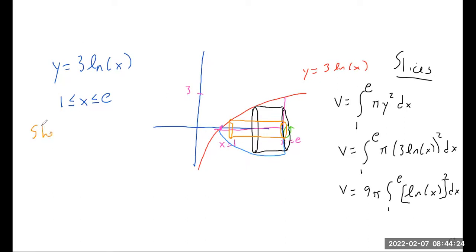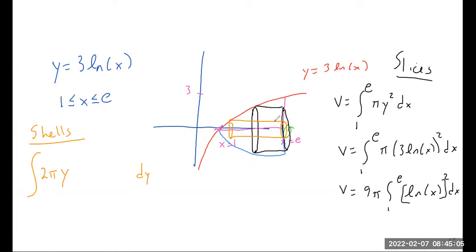And so let's set this up with the shell method. With the shells method, we need to do 2 pi r times h, and then multiply that by our thickness. Now in this case, we'll start with our 2 pi. The thickness is going to be a dy, because the thickness of the shells is in the y direction. So we need to get the radius and the height. Now the radius is nice. It's the same as before. It's just y. So then the question is, what about the height?